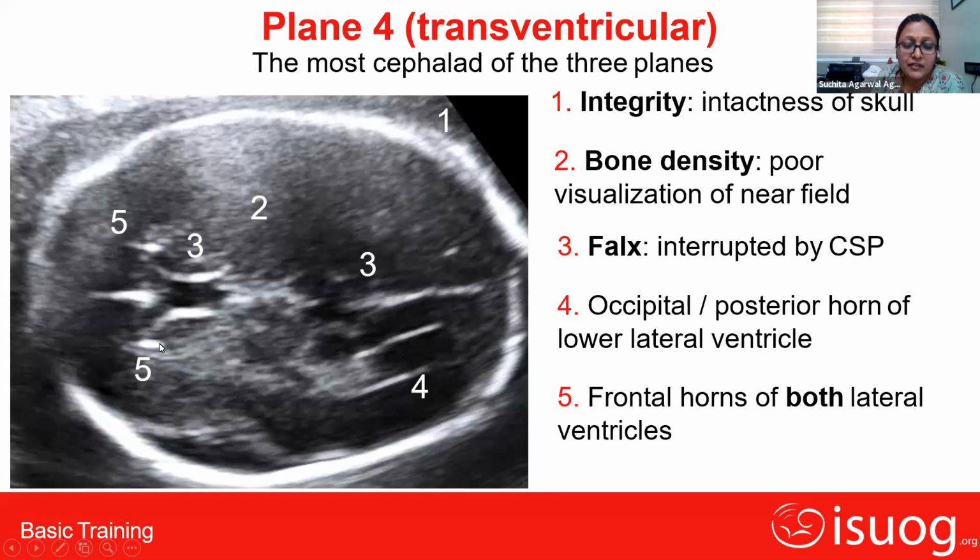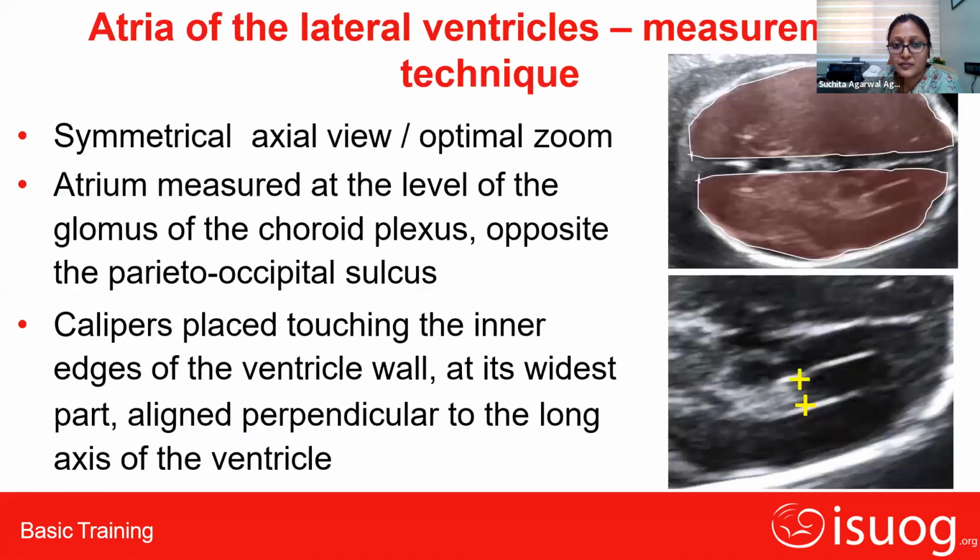So very easy. We will see whether the skull is intact or not. We will see the bone density, whether there is a poor visualization of the near field or not. Then we'll look at the midline falx. Then we'll look at the occipital horn of the lateral ventricle. And then we will look at the frontal horns of both lateral ventricles. This was about the transventricular plane. These 5 structures, if there is an abnormality in any of them, if you don't find normalcy in this plane, then you can easily pick up abnormalities.